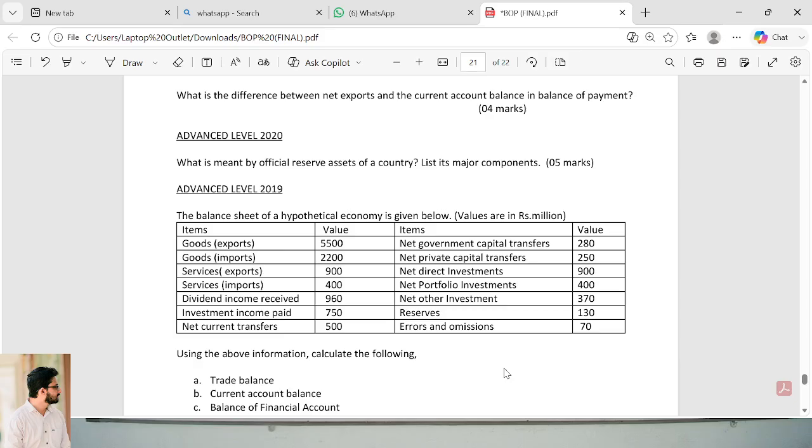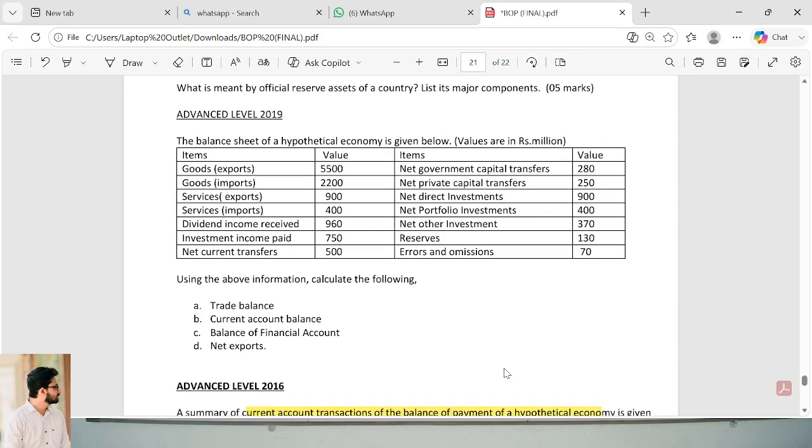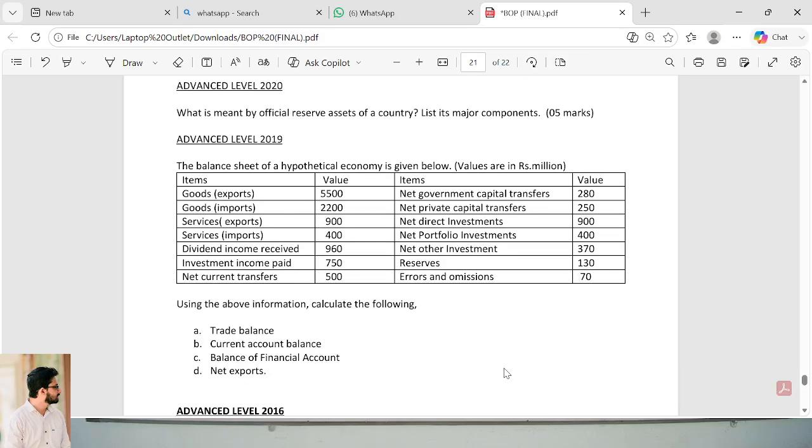Right. I'll give you 10 minutes. I want you to calculate the balances for trade balance, current account balance, balance of financial account, and net exports. I told you that net exports mean balance of trade in goods plus balance of trade in services. So I'll just give a very small introduction.